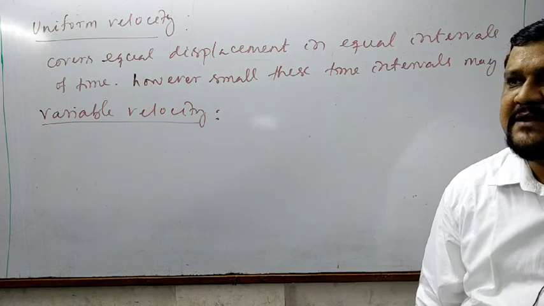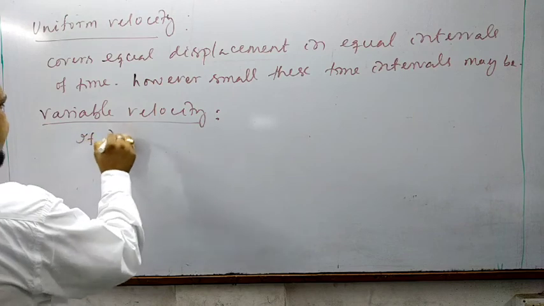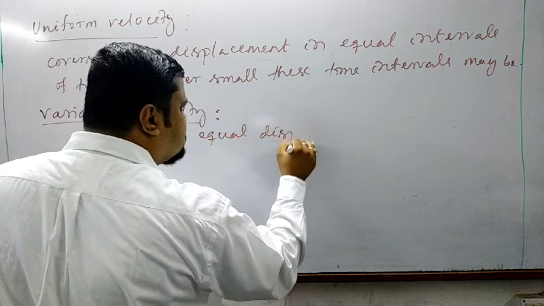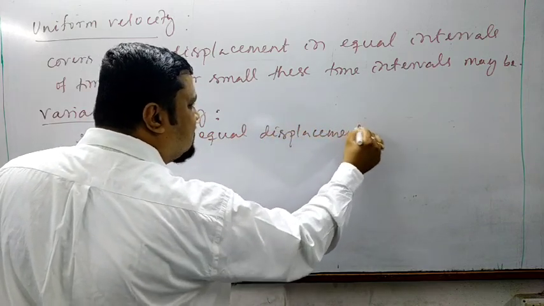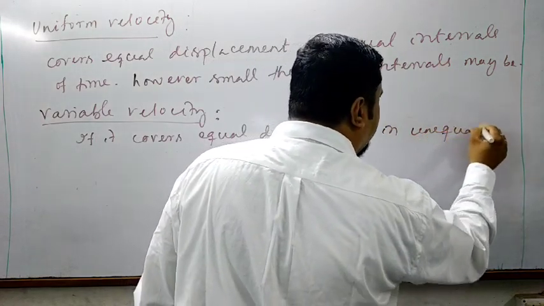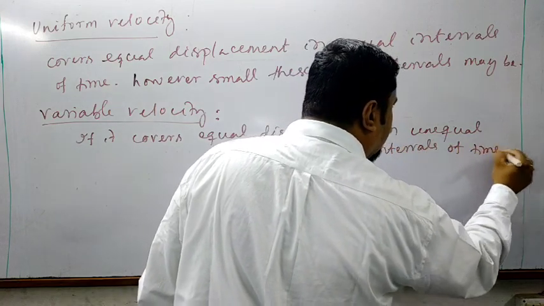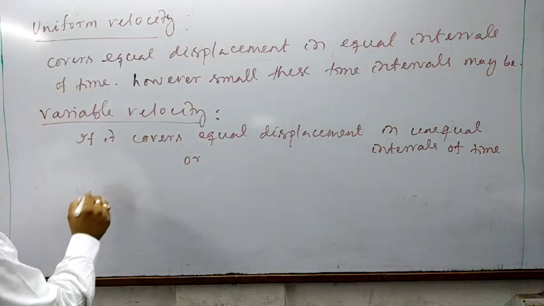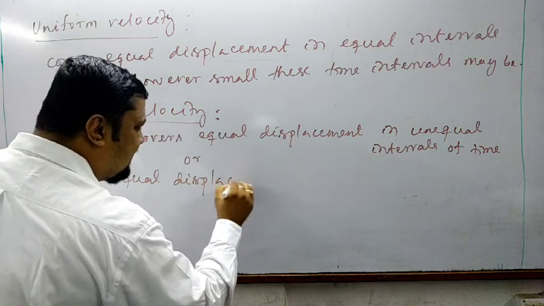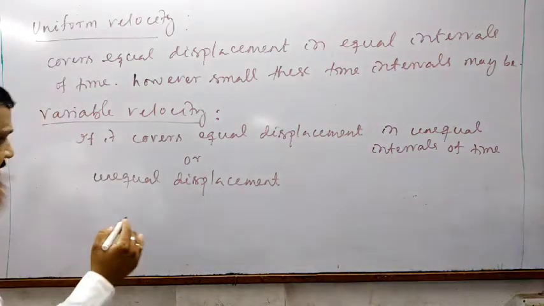In other words, the body is said to be moving with variable velocity if it covers equal displacement, meaning distance and direction, in unequal intervals of time, or unequal displacement. Unequal displacement means either the magnitude changes or the direction changes. So this is unequal displacement.